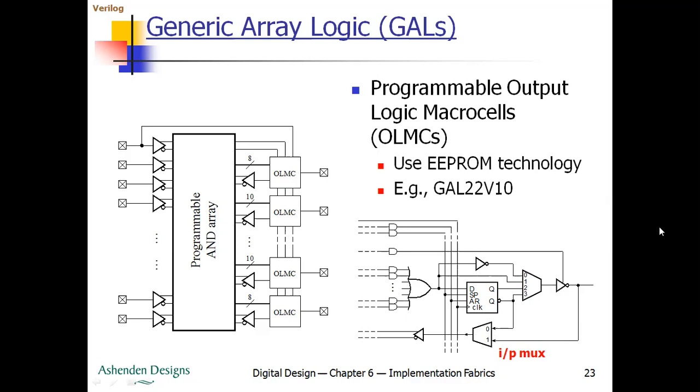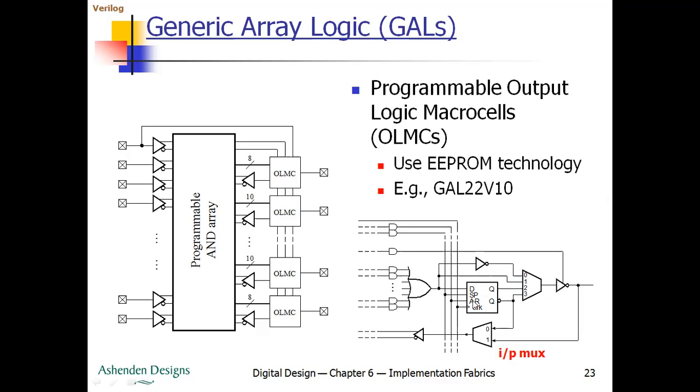So in this generic array logic, along with the AND gates, these two multiplexers are also programmable. We have some pins here, where SP stands for synchronous preset, and this is under the control of the clock. If SP is equal to 1, the output Q will be equal to 1.